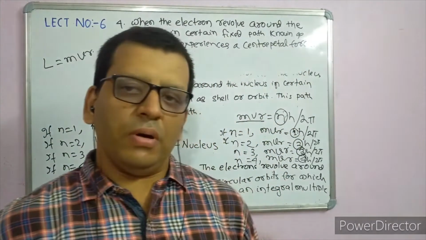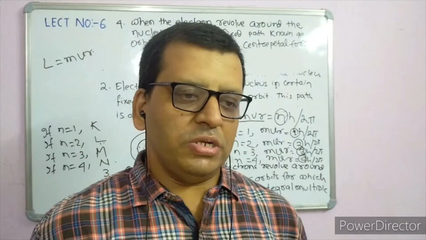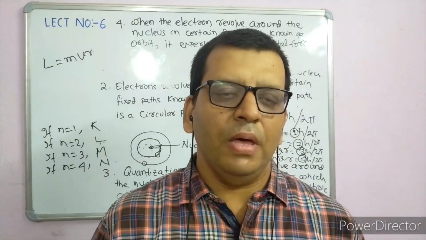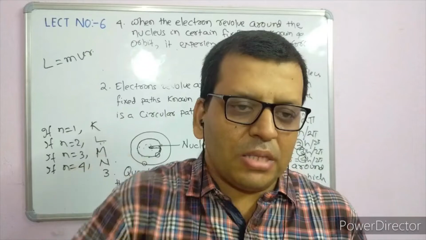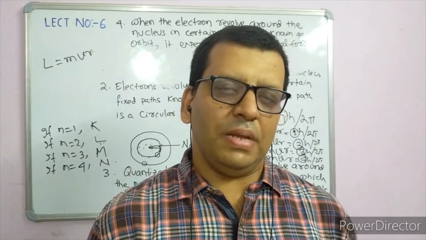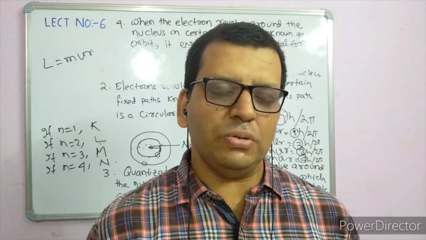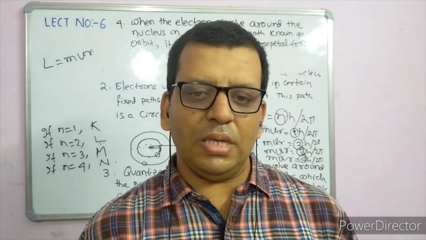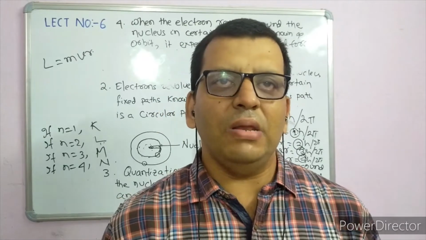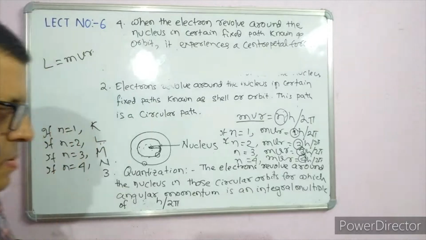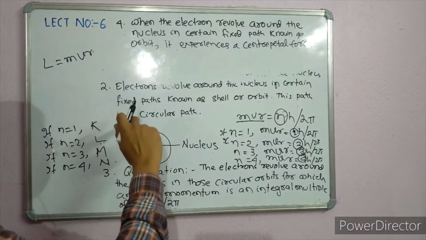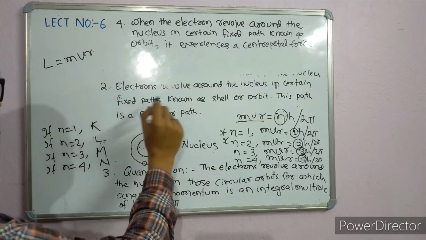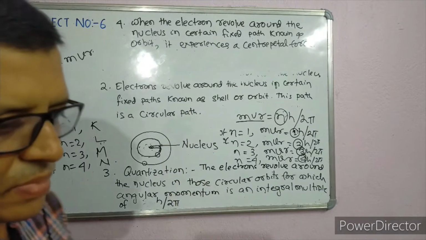Okay, so let us come back to our original theory. Why does the electron, which is revolving around the nucleus in a circular path, not fall into it? Electrons are revolving around the nucleus in a certain path. They should radiate energy in the form of electromagnetic waves, and ultimately they should fall into the nucleus by losing energy. So here the second postulate comes into the picture, because it indicates that electrons revolve around the nucleus in certain fixed paths known as shell or orbit.